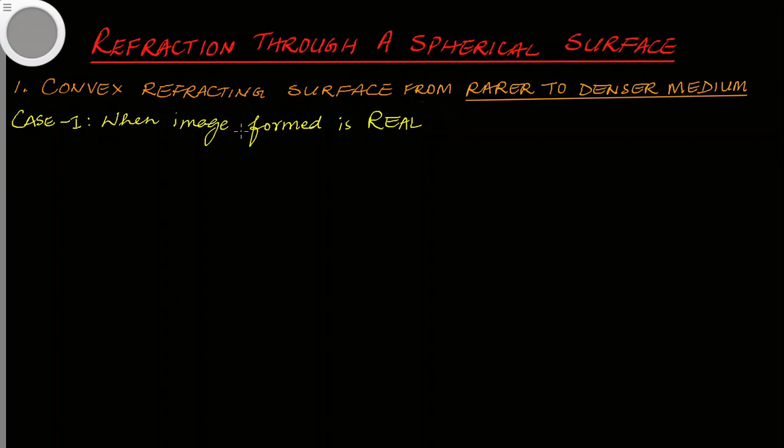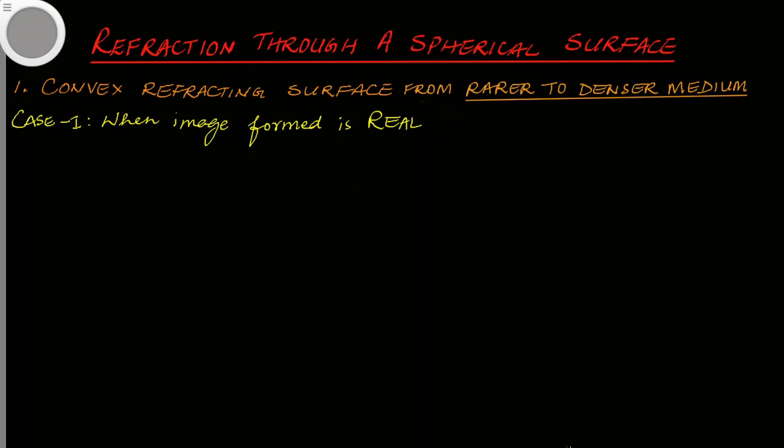Hello everybody. In this lecture we will discuss the refraction of light through a spherical surface. First of all, we will discuss the refraction through a convex refracting surface, when light is traveling from rarer to denser medium. Under this heading we have the first case, that is when the image formed is real. Then we will discuss when the image formed is virtual, and then we will discuss from denser to rarer medium, and so on and so forth, and finally we will go to the concave refracting surface.